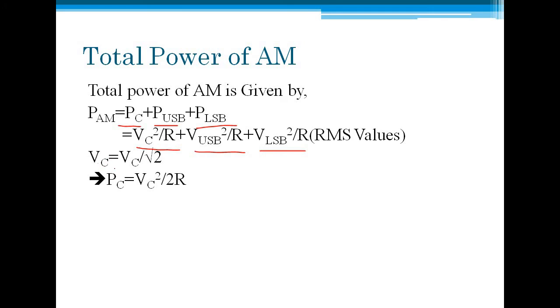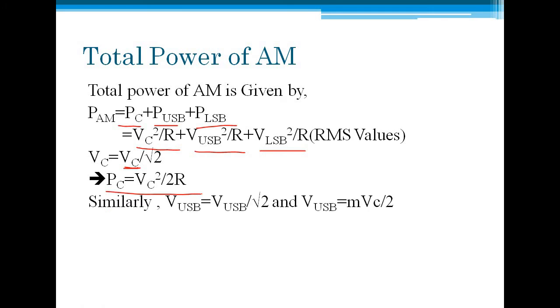So for conversion, Vc RMS is equal to Vc divided by root 2, and I am just putting the value of Vc over here. This Vc is the peak voltage. So I am taking the square of this. So Vc square becomes, and root 2 square is 2. So my carrier power comes out to be Vc square divided by twice R. Similarly, I am doing it with the upper sideband and the lower sideband. I am just converting those voltages, which I am having in peak to peak, into the RMS.